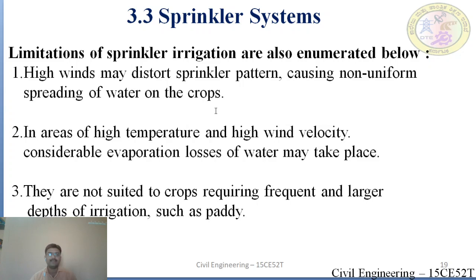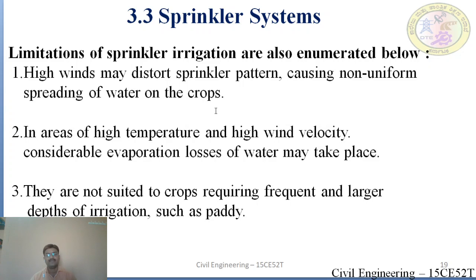Now coming to the limitations or disadvantages of sprinkler irrigation, which are enumerated below. First one, high winds may distort the sprinkler pattern, causing non-uniform spreading of water on the crops.